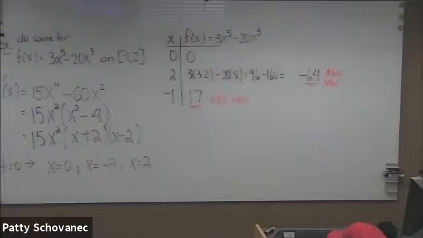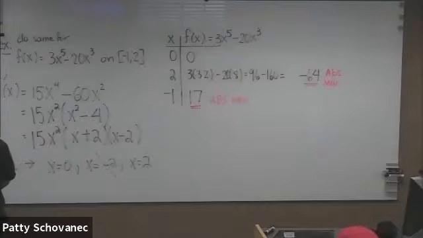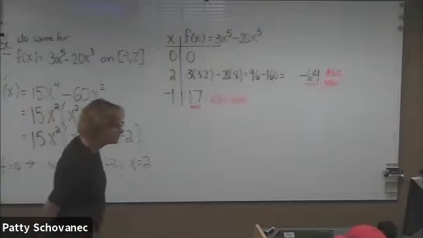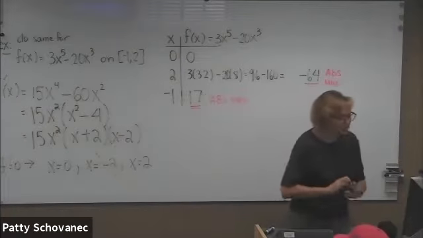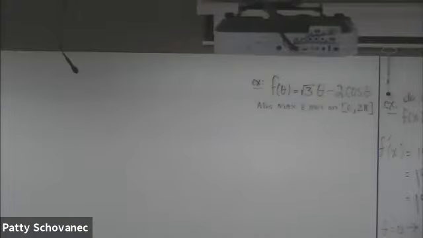Now let's see if you can find where the derivative is 0. You get two critical numbers in the interval. Let's see if you can get them. Let me go to the other board. There are two critical numbers inside that interval.